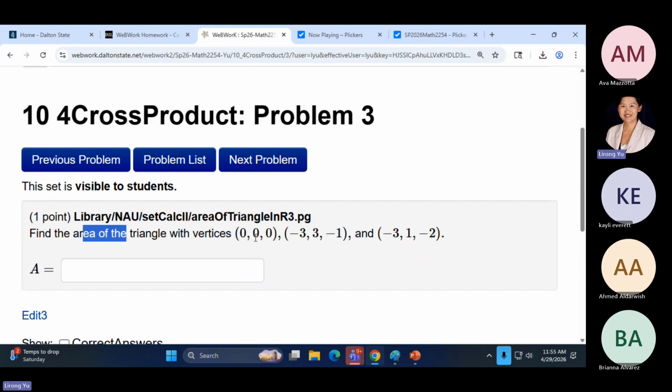This is calculating the area of a triangle. You want to find the vector. We can keep the 0, 0 as the initial vector. So the first vector will be -3, 3, 1. The second vector will be -3, 1, -2. And then we find the cross product. The area of a triangle should be one half of the area of the parallelogram, and the area of the parallelogram is the magnitude of the cross product. Find the cross product, then find the magnitude, and then divide it by 2. Any question?